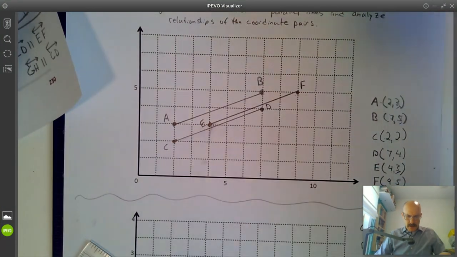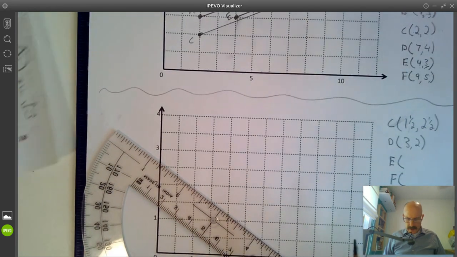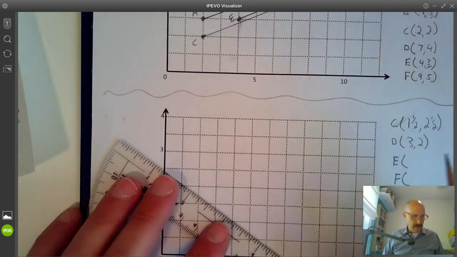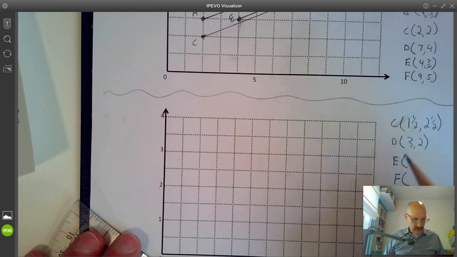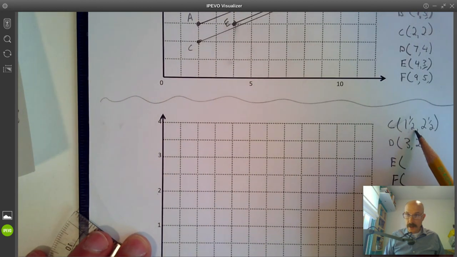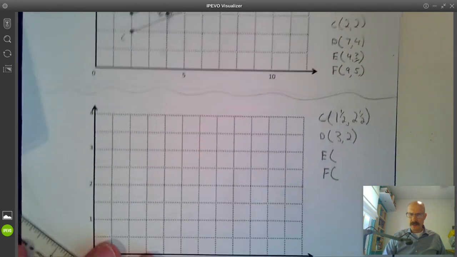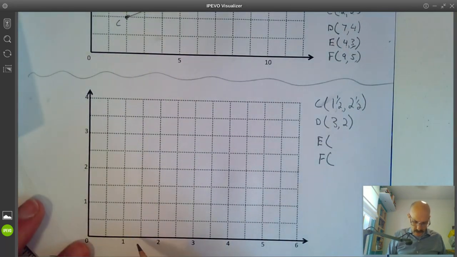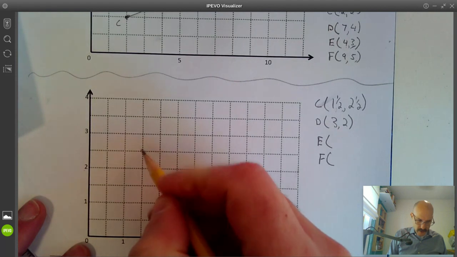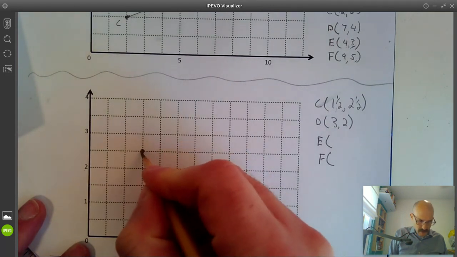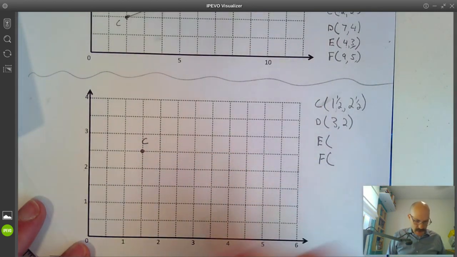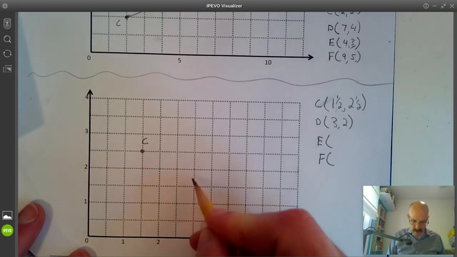Okay. So let's do the same thing down here, only we'll use lines instead of line segments. So point C is 1.5, 2.5. Let's do this. How about that? 1.5, 2.5. There's point C. Point D is 3, 2.